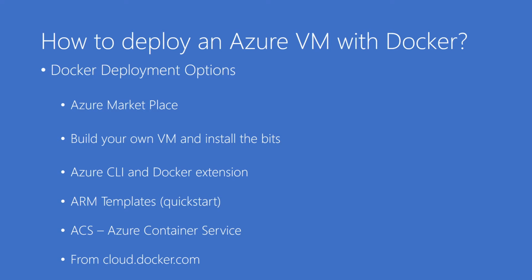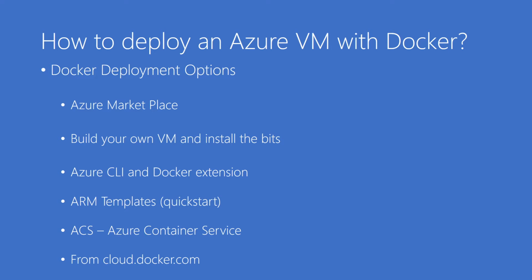So how do we deploy Docker? So in Azure, there are various options for getting a Docker machine up and running. We can use the Azure Marketplace. There's an Ubuntu image available for use. You can build your own Linux virtual machine and install the bits. You can create a virtual machine using Azure CLI and the Docker extension. Again, this will stand up an Ubuntu virtual machine.